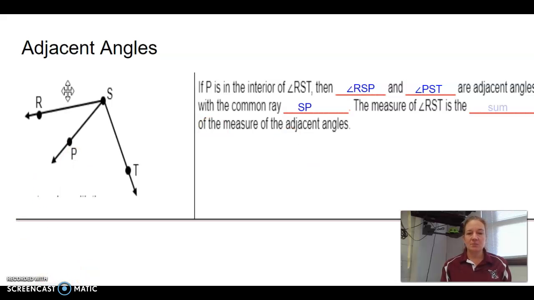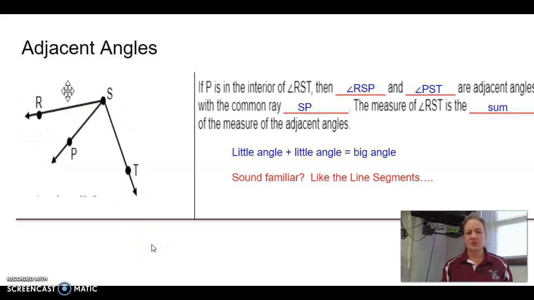Okay? And then the measure of RST, so the whole angle, is the sum. Oh wait, this sounds a little familiar to me. So my little angle plus my little angle is equal to my big angle. Oh, just like line segments. Little piece plus little piece equals big piece. So when I talk about line segments, little piece, big piece. When I talk about adjacent angles, it's the same thing. Little angle, big angle.